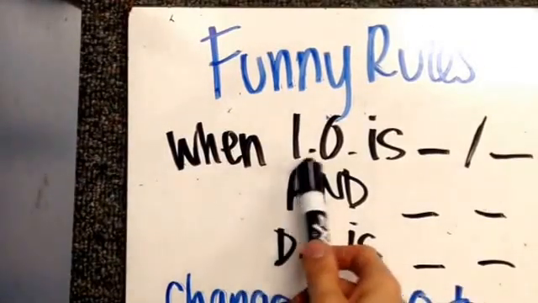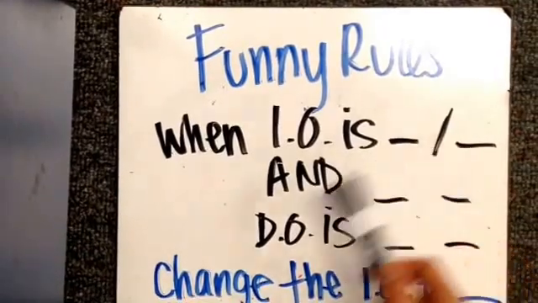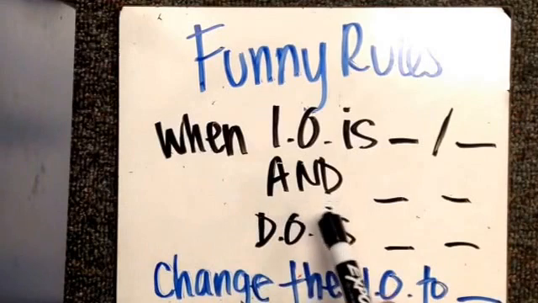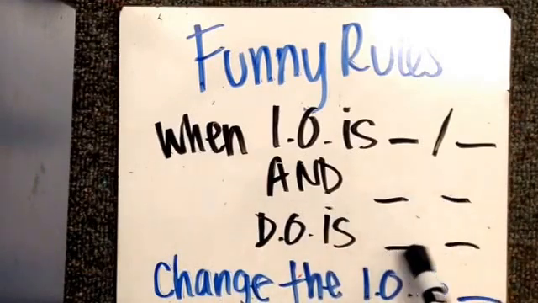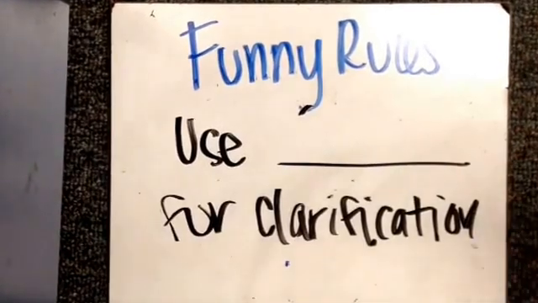And of course, there's some funny rules. So when an indirect object is le or les and comes before a direct object pronoun that is lo, la, los, or las, you're going to change the indirect object pronoun to se. When you have to replace a le or les with a se, be sure to use names for clarification, or usted or ustedes if that's what you're talking to.